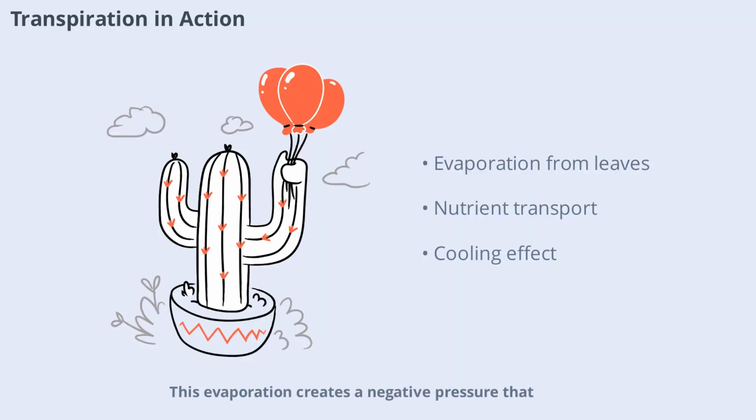This evaporation creates a negative pressure that pulls more water up from the roots, helping to transport nutrients and cool the plant. Transpiration rates can vary depending on temperature, humidity, and wind. It's a delicate balance. Too much water loss can stress the plant, while too little can limit growth.